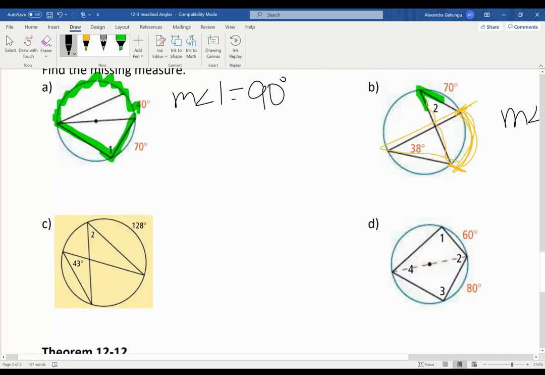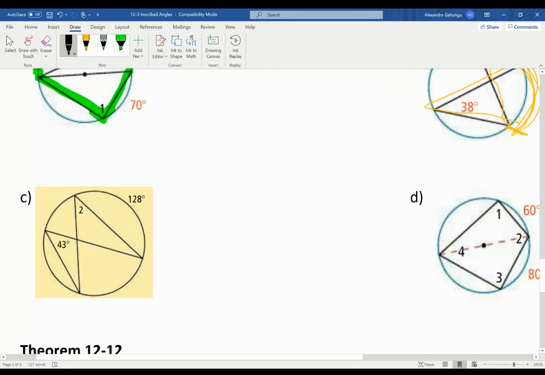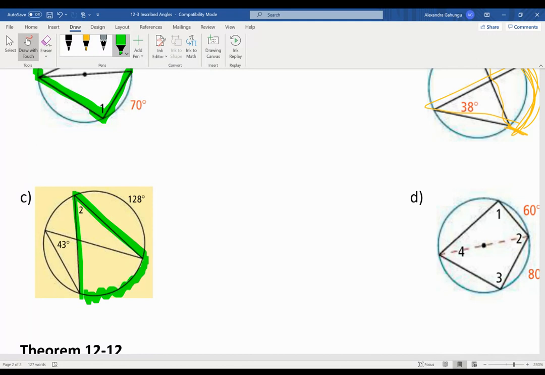So we're going to use that again in C. Angle 2, if I extend those chords out, the intercepted arc for angle 2 is this guy. Is there another angle that has the same intercepted arc? Yes, it's this guy, right? If I keep going down, they have the same. So the measure of angle 2 is also 43.